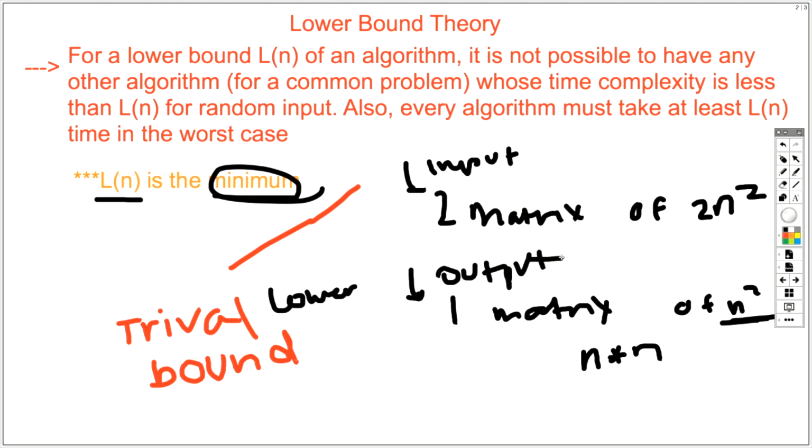Then when we compare our input and output, our output is less than our input, making this a perfect scenario of a trivial lower bound. We figured out this was an example of a trivial lower bound by comparing our input with our output. So that's an example of a trivial lower bound. Then we have computational model.